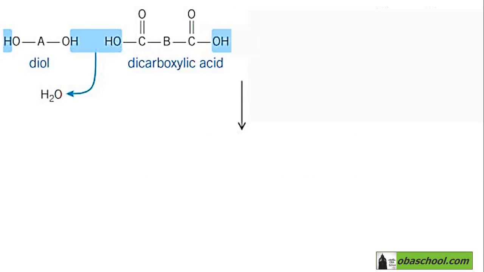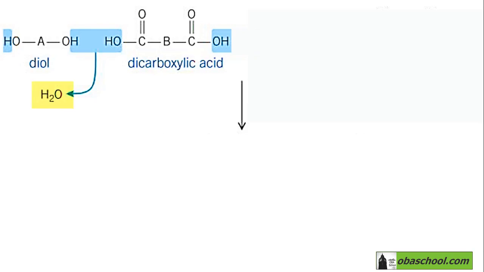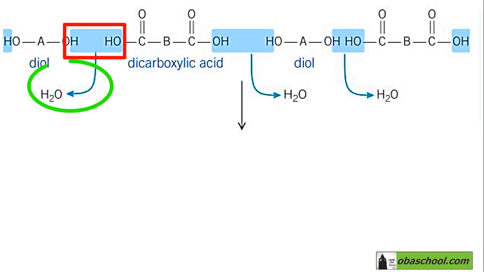Let's take a general example here. Whenever you have a diol reacting with a carboxylic acid, always like condensation polymers, a water molecule will be ejected. So the functional groups on the ends of each molecule, like you see here, will react to form a chain. Here, the hydrogen from the diol will go with the OH from the dicarboxylic acid and they will release a water molecule.